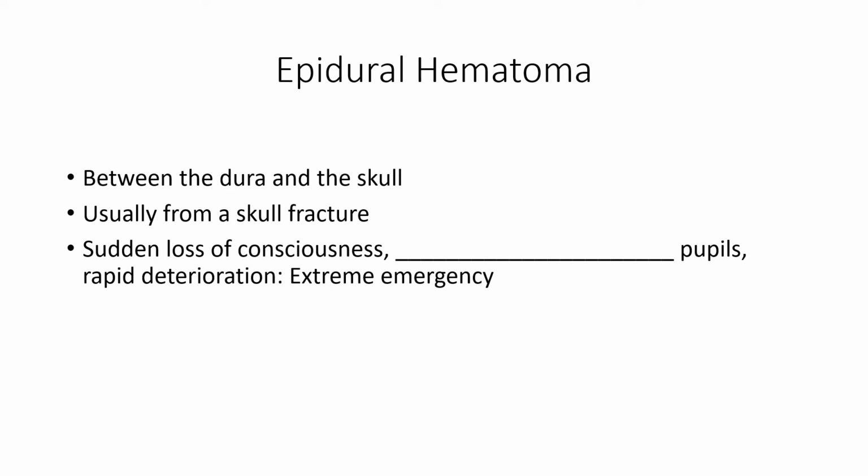An epidural hematoma is between the dura and the skull. It is usually from a skull fracture. This is usually an arterial bleed between the dura and the skull. There can be a sudden loss of consciousness or a change in pupils, rapid deterioration, and this is an extreme emergency.